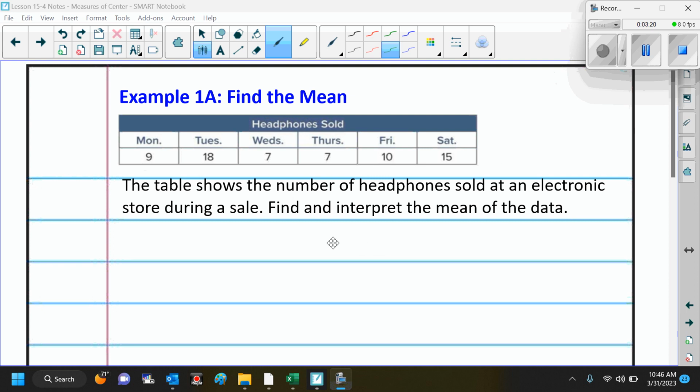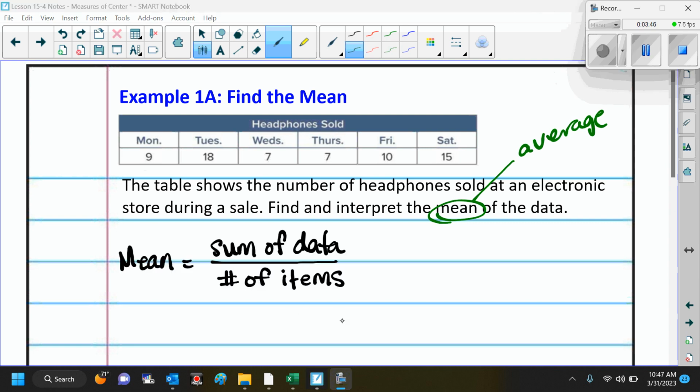So for example 1A, we want to find the mean. Here the table shows the number of headphones sold at an electronics store during a sale. We want to find and interpret the mean of the data. Again, the mean is the average, and the way we're going to find it is we're going to take the sum of the data and divide by the number of data items. So make sure you write down this formula. The mean is the sum of the data divided by the number of data items.